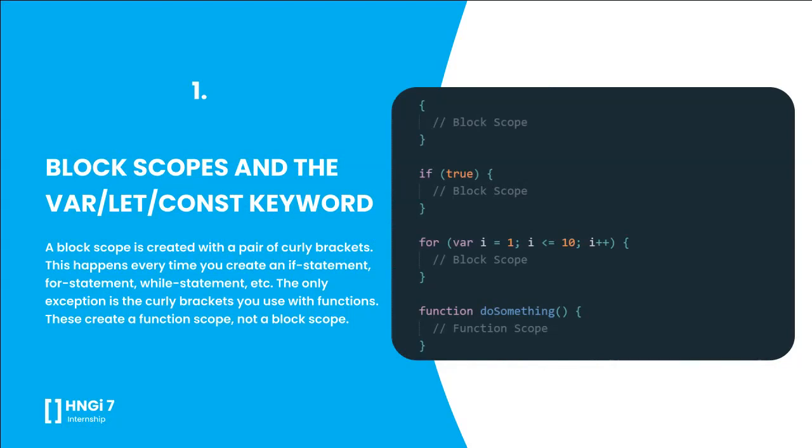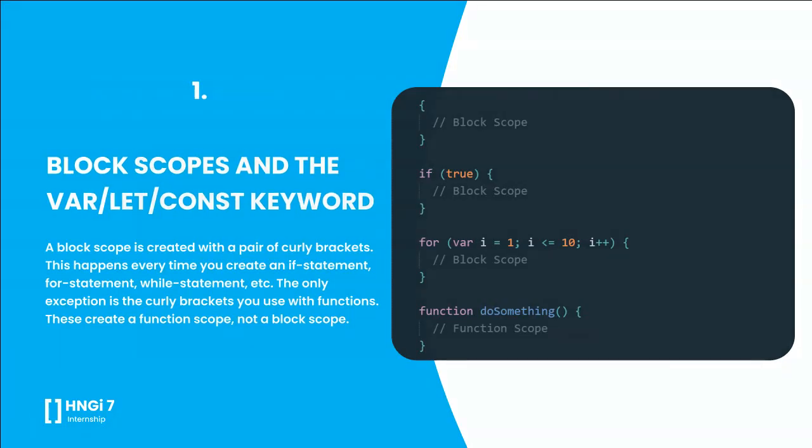In this case, we have a function that does something and we have a curly bracket after it, where we pass our instructions and what we want our function to return. In this case, the curly bracket is called function scope. So let's look at the difference between the block scope and the function scope.